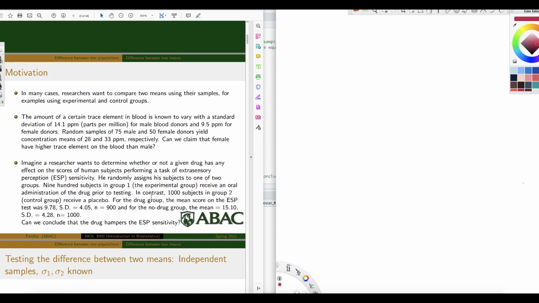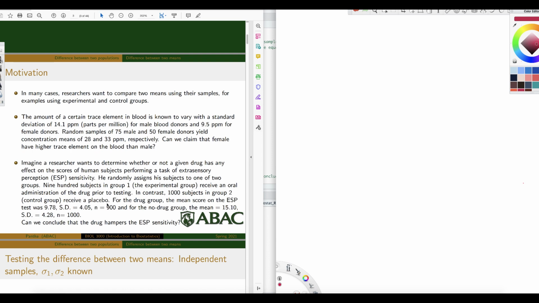Okay, so let us see another example. Imagine a researcher who wants to determine whether or not a given drug has any effect on the scores of human subjects performing a task of extrasensory perception, that is called ESP sensitivity. So he randomly assigns his subjects to one of two groups. 900 subjects in group 1 receive an oral administration of a drug prior to testing. In contrast, 1,000 subjects in group 2 receive a placebo.